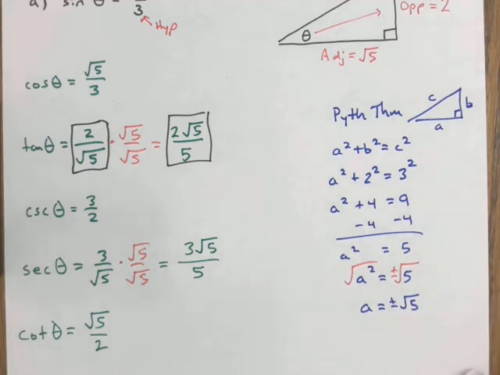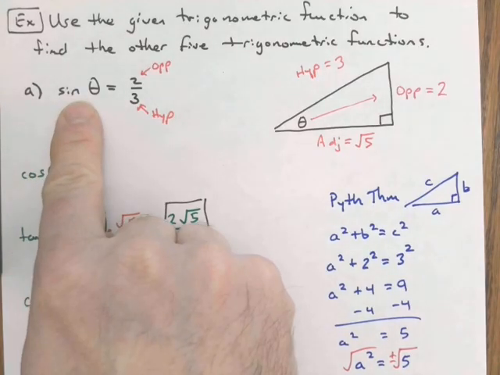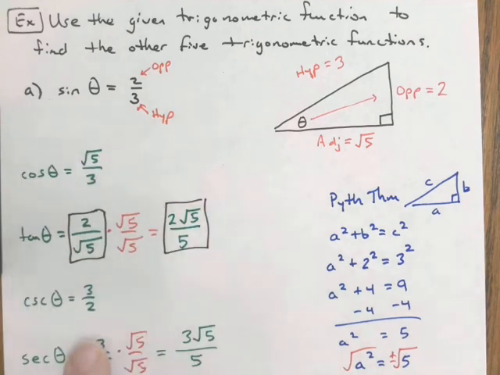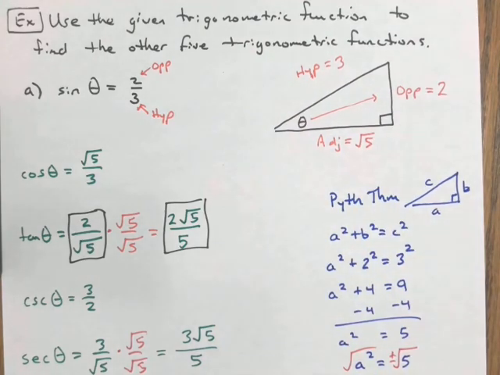If at the beginning of this problem they had given you one of the other trig functions, for instance, if they had given you cosecant to start, flip it over to get sine, then build your triangle and do the rest of the problem from there.